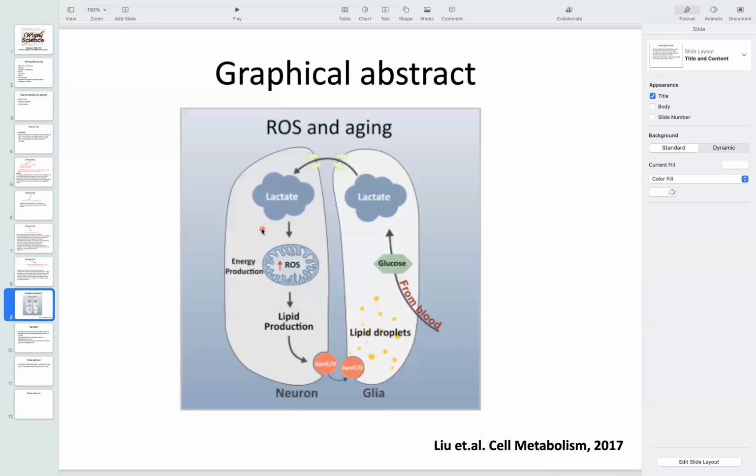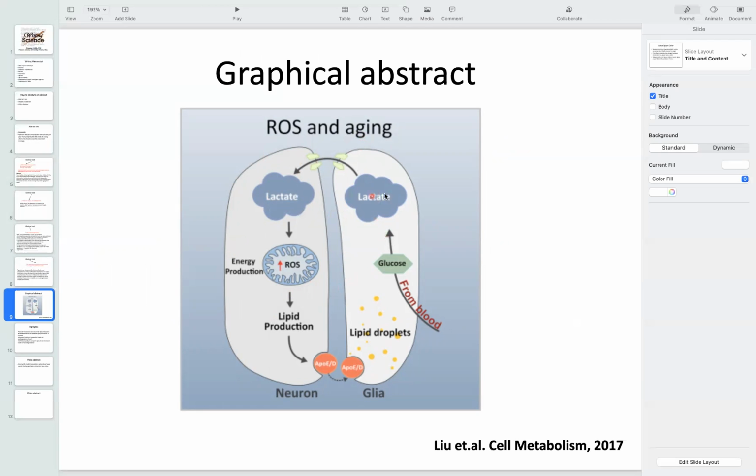Then comes the graphical abstract. So here, this is a different example. I have cited a different example. Here, whatever you're finding in your research, you have to graphically mention it. So if you look at this image, this research talked about ROS and aging. So here, there are 2 cells. One cell is neuron and another cell is glia.